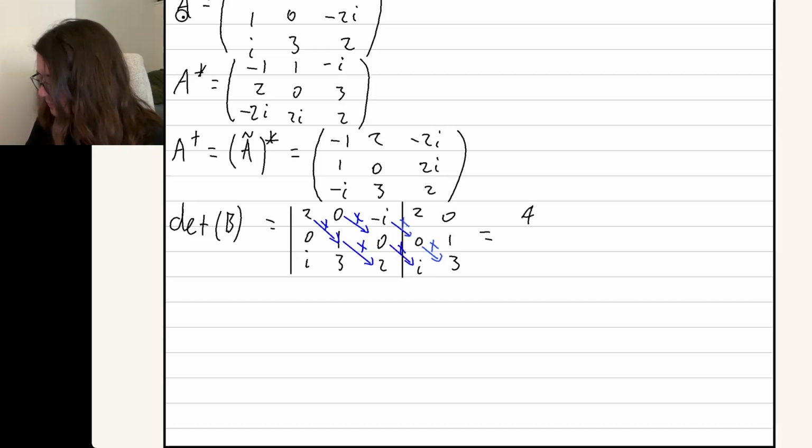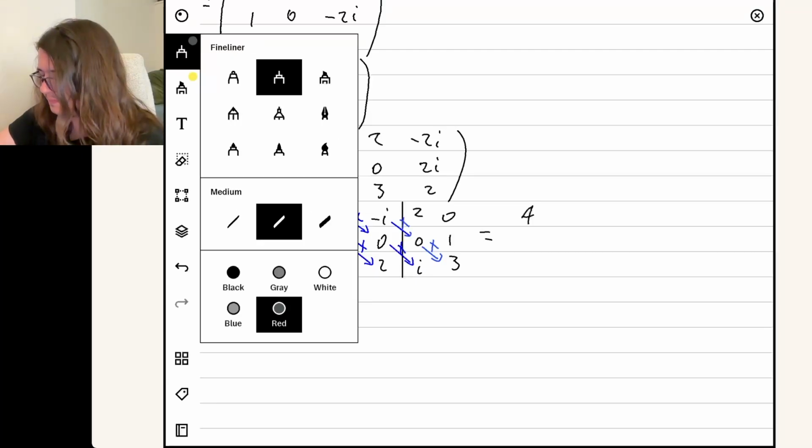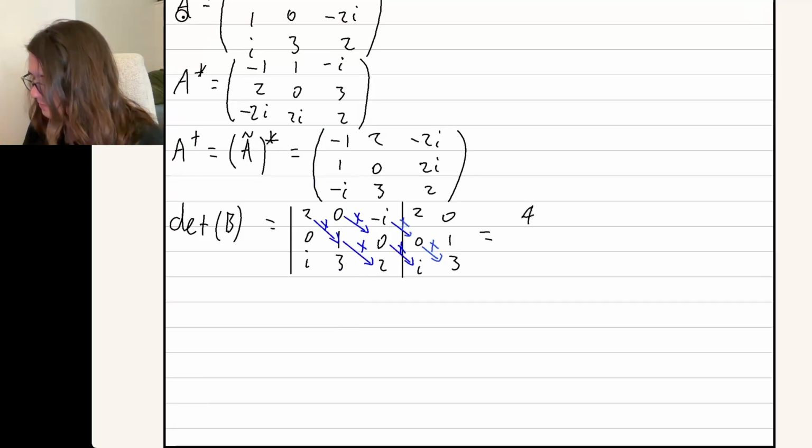0 times 0 times I, which is 0. Minus I times 0 times 3, which is 0. Cool. And then you go the other way, and now you multiply up and to the right. So you multiply this guy with this guy, and this guy with this guy.